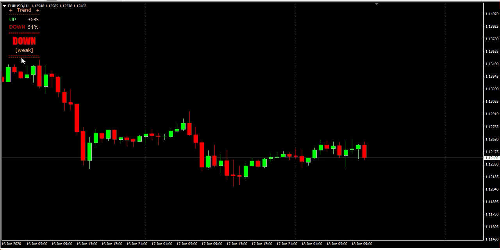Now this shows you the trend of the time. What is the trend now? The trend now is down. It's a downtrend, but it is a weak trend. It's not a strong trend. The uptrend is 36% and the downtrend is 64%. So I would prefer when a trend is 80% down. When it's 80% down, only then you can sell.